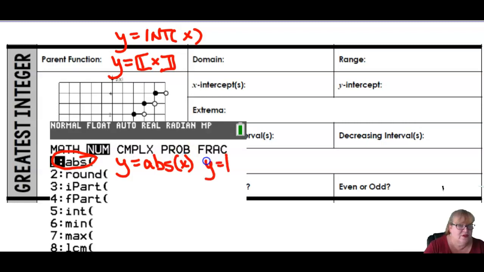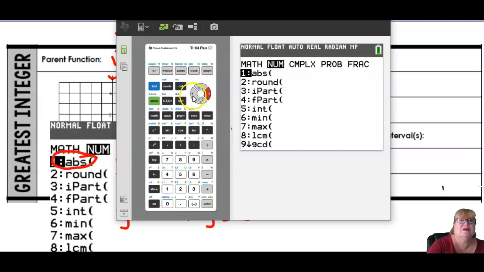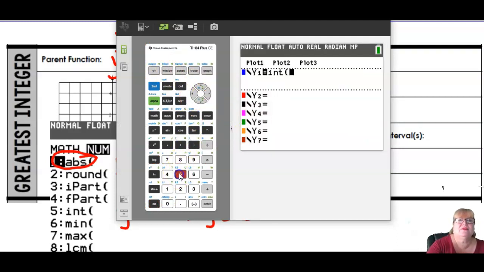Which is this one. Okay, but this guy down here, the INT, is y equals this guy. And I don't think when you type it on the calculator that it does anything exciting. Let's see, it's number 5. I don't think it puts a symbol. It just puts INT on there.